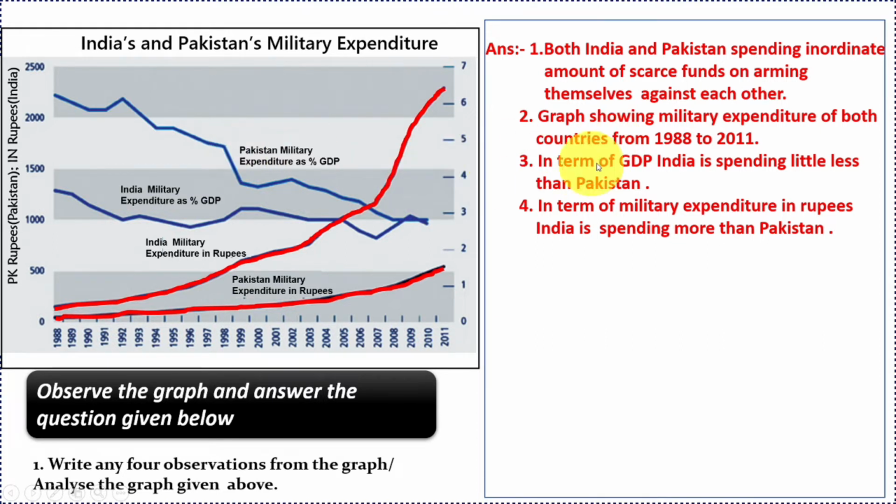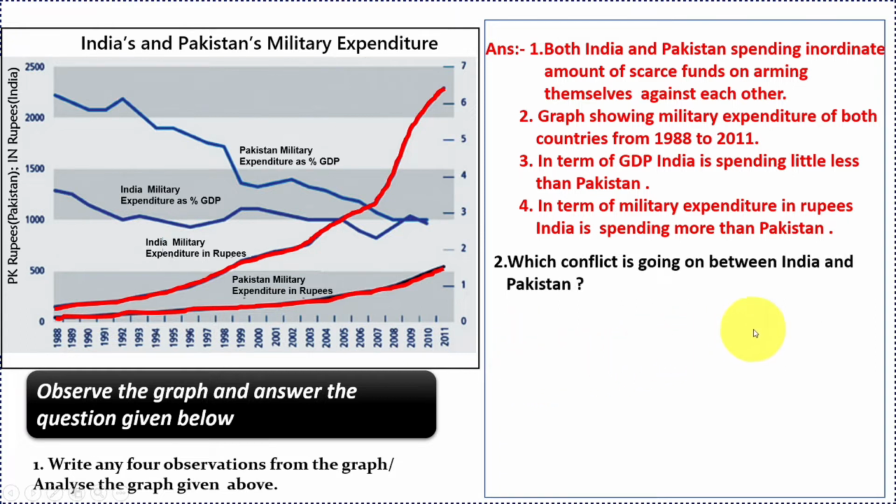Second, the graph shows the military expenditure of both countries from 1988 to 2011. Third, in terms of GDP, India is spending a little less than Pakistan. So Pakistan is a little high, around 3, whereas India is a little less than 3. In terms of military expenditure in rupees, India is spending more than Pakistan.